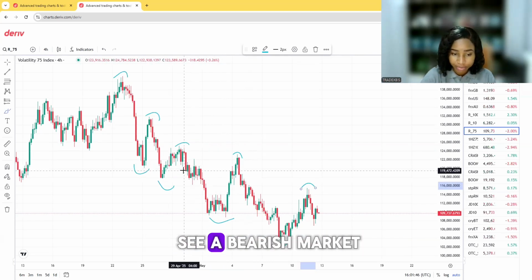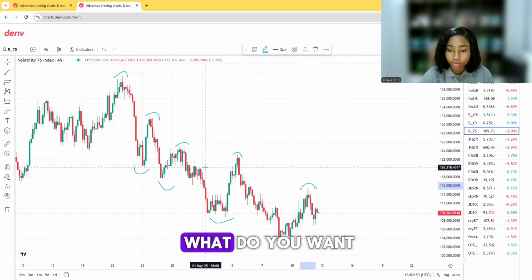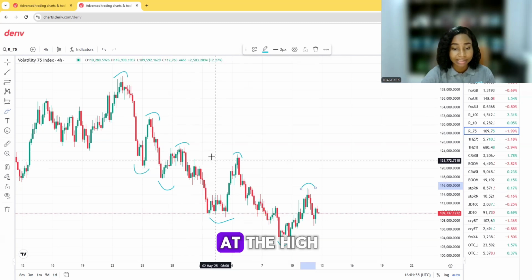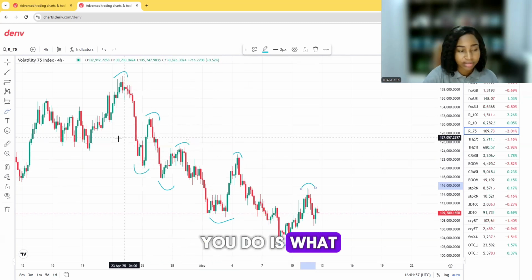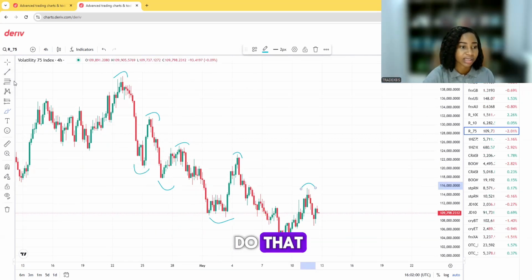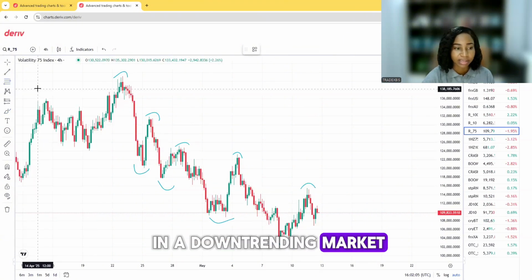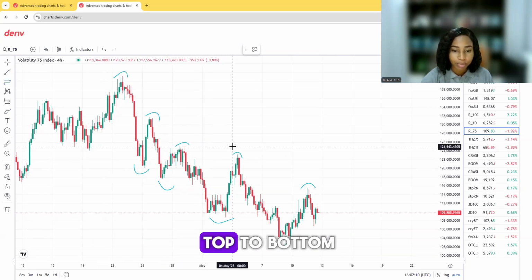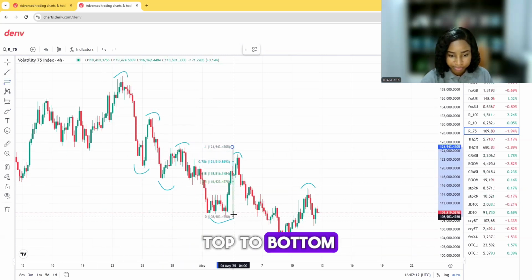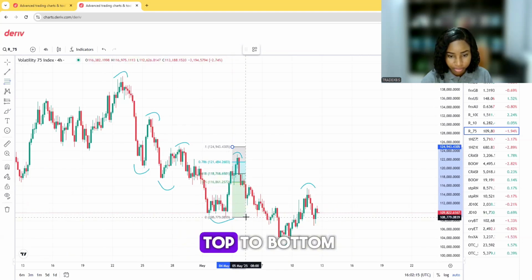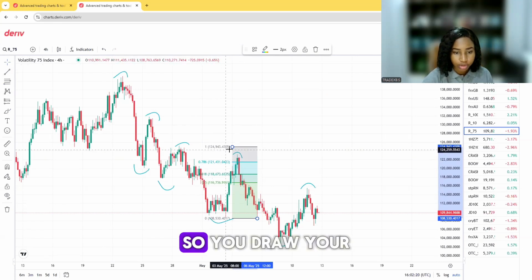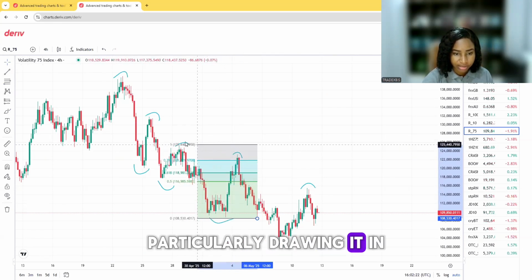And when you see a bearish market, the market is selling, then what do you want to do? You want to sell as well. You want to look for sell opportunities, selling at the high. So the next thing you do is your fib. Don't forget that. Let's do that, your fib retracement. When you want to draw your fib in a downtrending market, you draw it from top to bottom. So you draw your fib from top to bottom, particularly drawing it in this range.